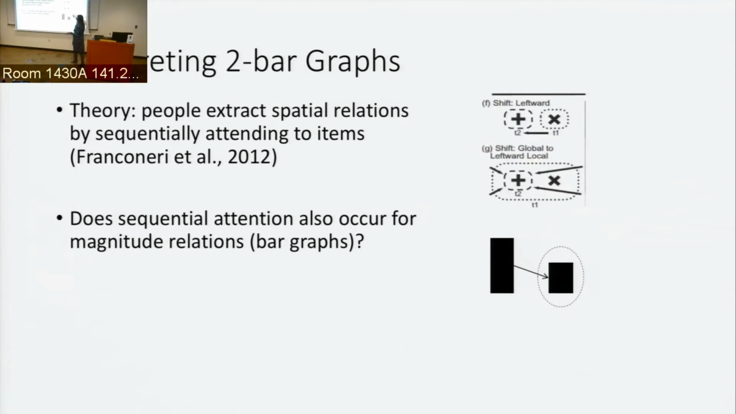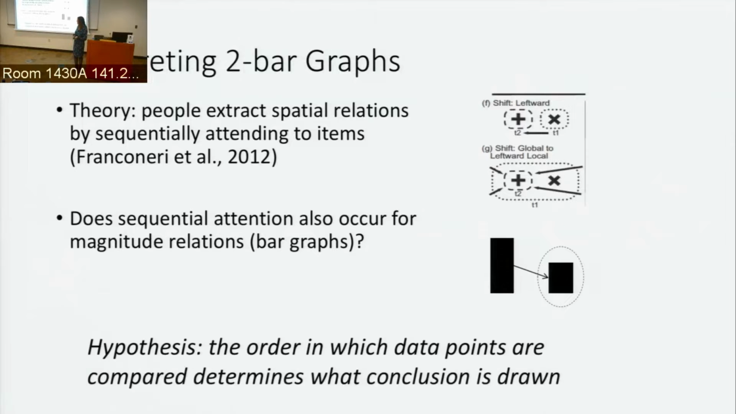So this had been shown for other kinds of visual information, this idea that you have to shift your attention spatially between items, and that it's much slower than you might think. And we wanted to test the idea that this is also the case when you're comparing something like magnitude or the size of bars, which one's taller, which one's shorter.